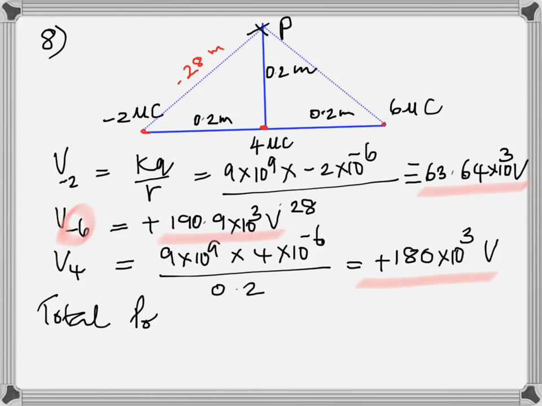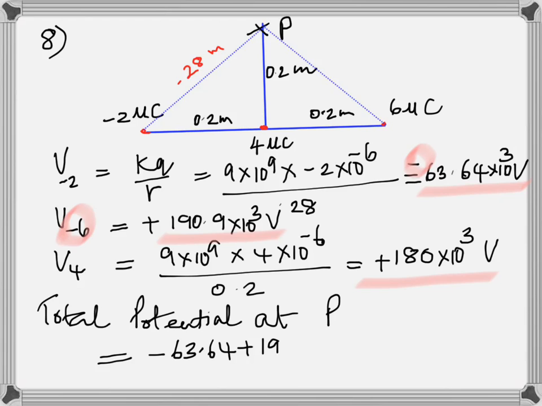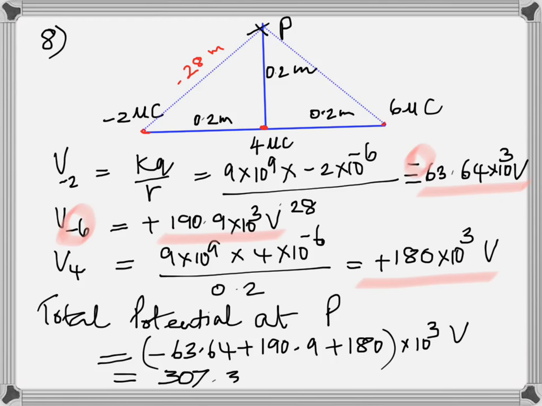So now add them up to find the total potential. Total potential at P is the sum of the 3, remembering that one of them is negative, and you can almost see the negative here, can't you? So that comes up to 307.3 times 10 to the 3 volt.